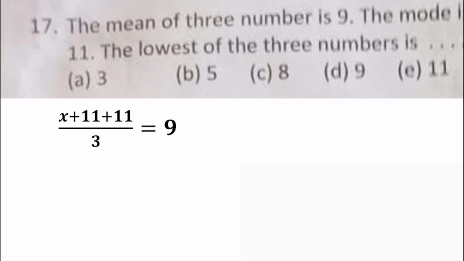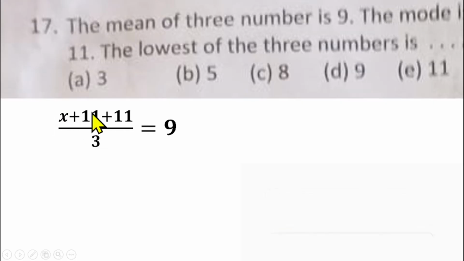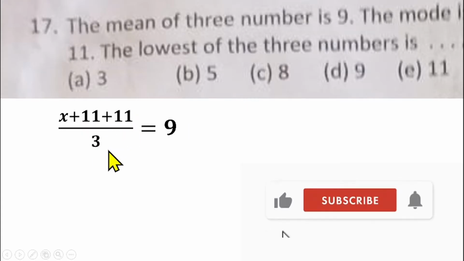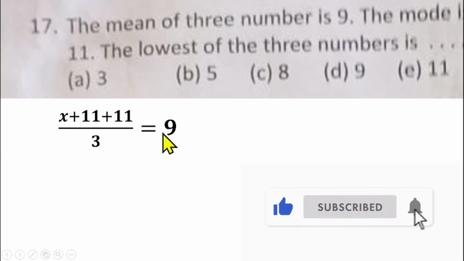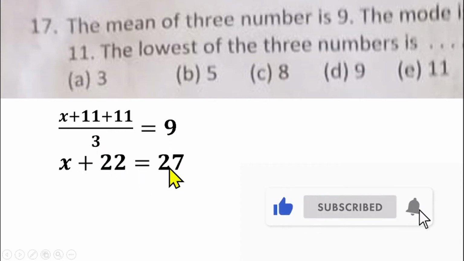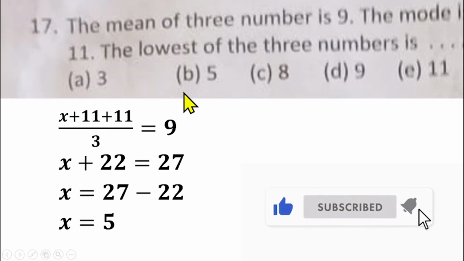And that means the only number that is left is the one we don't know, which is going to be the lowest. So the numbers are going to be x plus 11 plus 11. The reason why you're having double 11 here is that 11 is the mode, so it's going to appear 2 times. So over 3 equals 9. Cross multiply. So we have x plus 22 equals 27. Collect like terms, x will be equal to 5, which is the lowest of the 3 numbers. So that makes option B the right answer for question number 17.